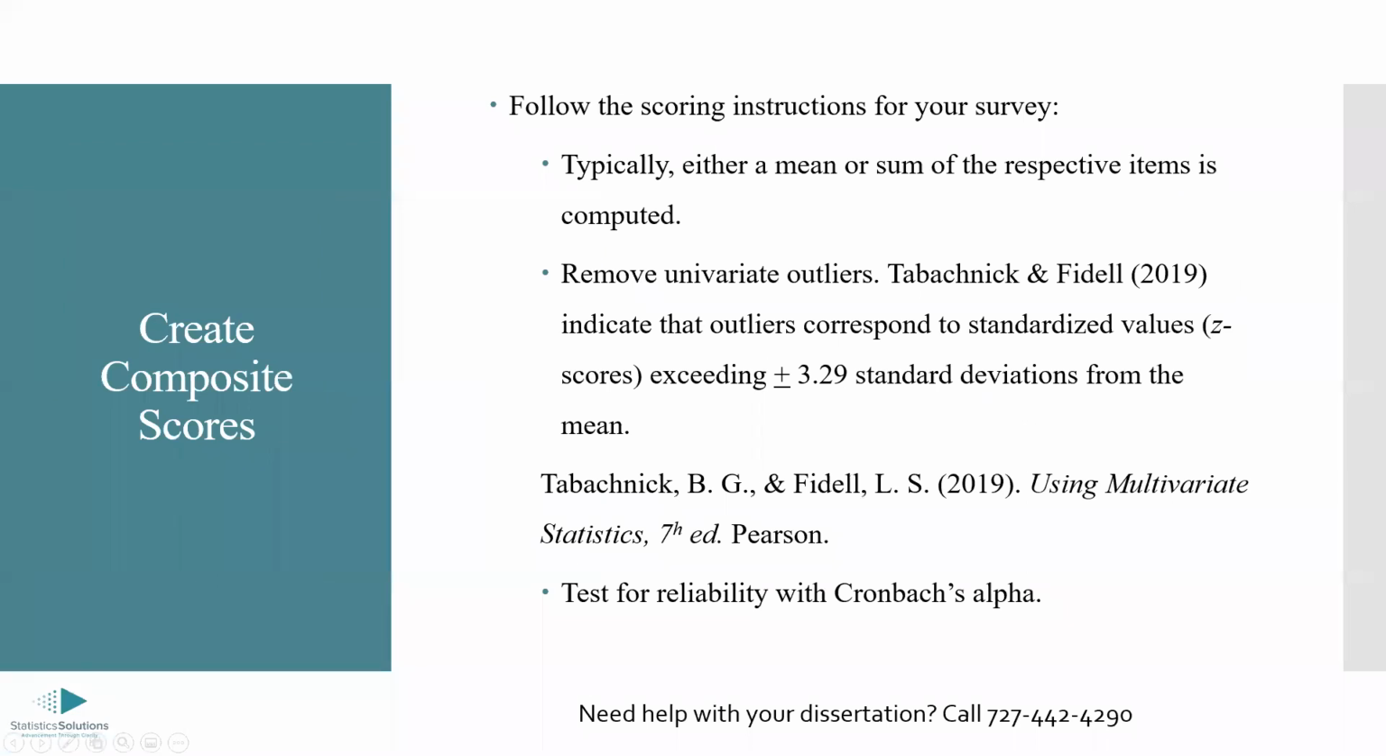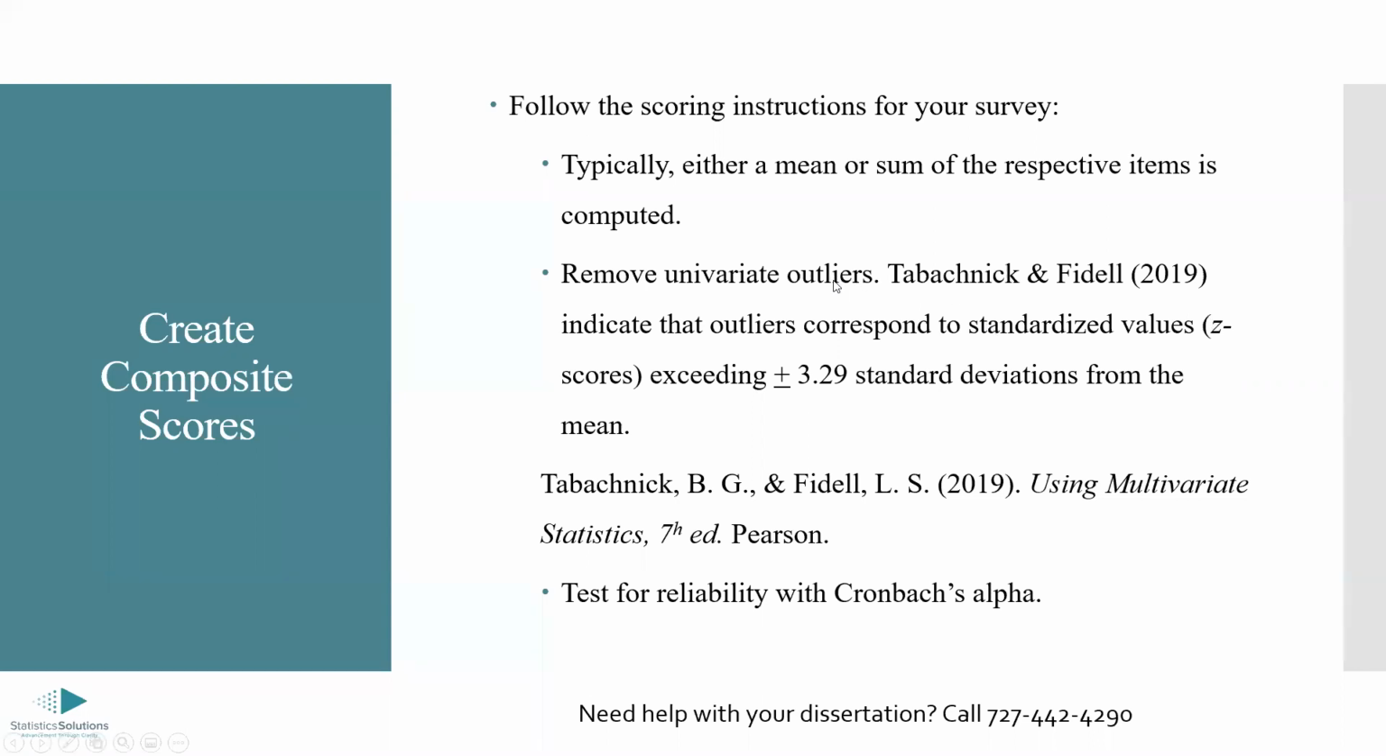The next thing you want to do is create composite scores. This is a procedure where, if you're using a previously validated instrument, the scoring instructions will typically say take an average, a mean, or a sum of the respective items in that questionnaire. So we have job satisfaction, leadership effectiveness. These are a series of Likert scale questions. We don't want to look at each item on its own. We want the collective score for each variable. So I will show you how to do that.